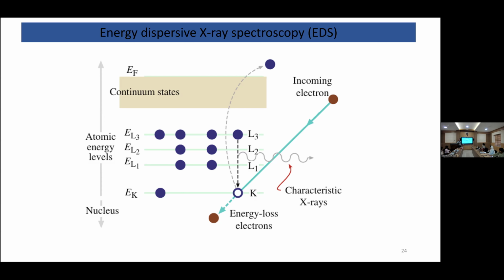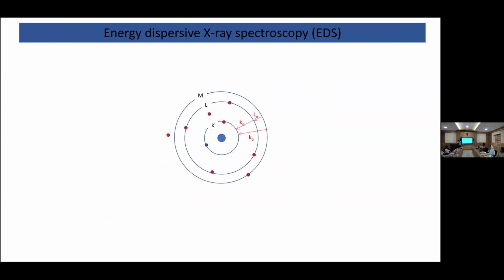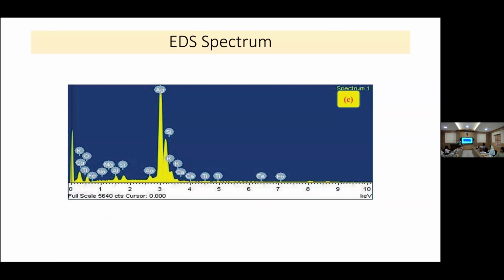So the outer shell electrons have more energy. So to get it stabilized, it releases some energy in the form of X-rays. So that is called characteristic X-ray. That X-ray we detect using EDS detectors and then measure. So that's a unique X-ray. So we can identify the element because each element has a unique X-ray energy. By measuring that X-ray energy, we will get the elemental information. That is what is happening in EDS. So this is the EDS spectra that we are getting in SEM as well as TEM.